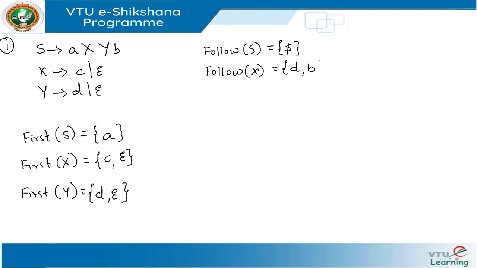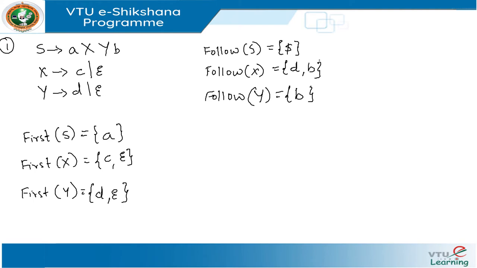Then follow of Y. The terminal symbol B is following Y, hence B is present in follow of Y. So now the first and follow sets for all the non-terminals have been computed, and now we need to construct the parse table.